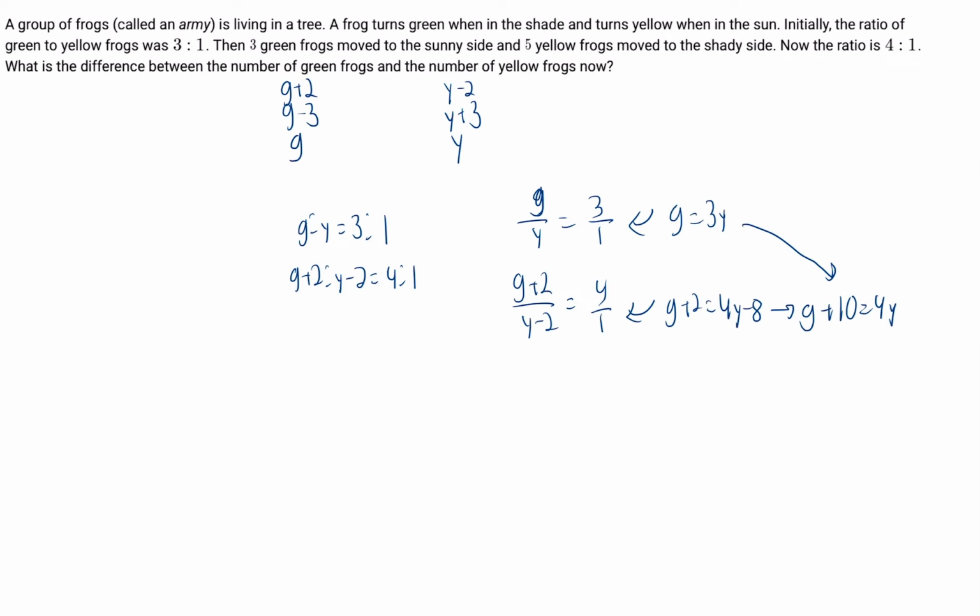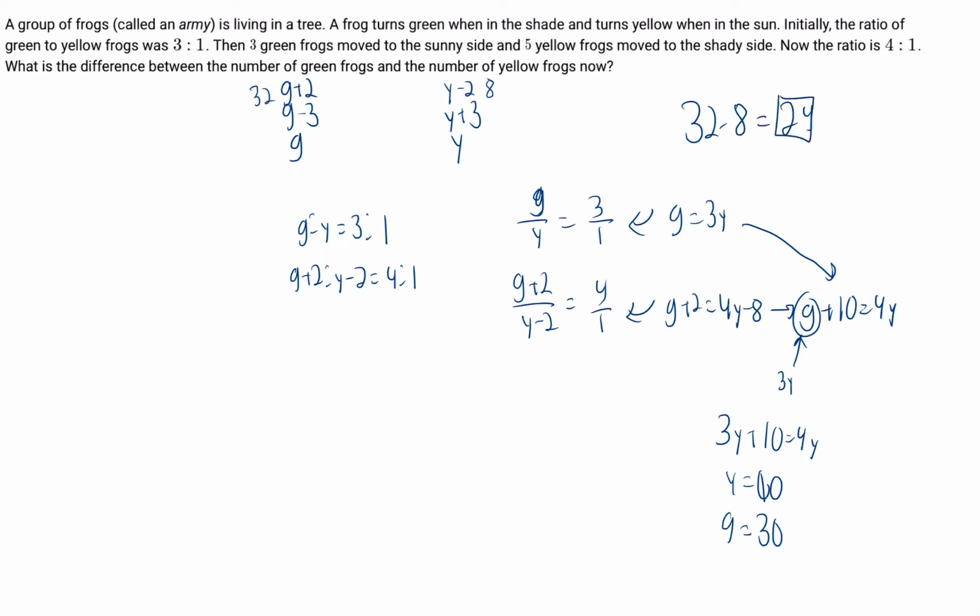Now we can substitute g is 3y back in for g. So we know that g is 3y, so it's 3y plus 10 is 4y. So then y is 10. So then g is going to be 30. So then the answer is g plus 2, which is going to be 32, minus y minus 2, which is going to be 8. And 32 minus 8 is 24.